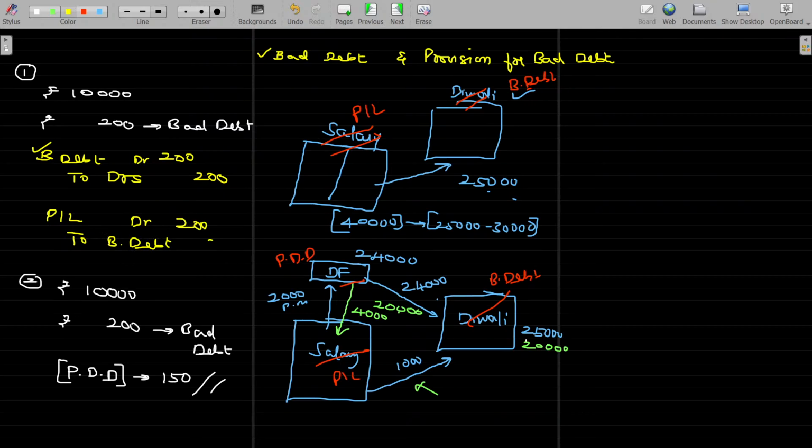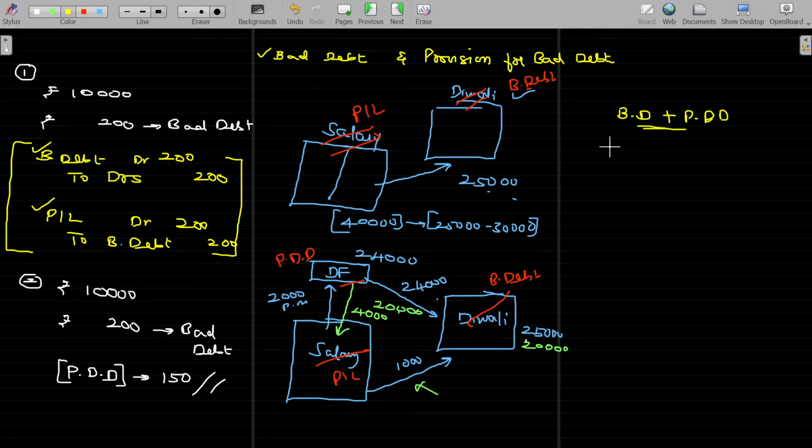So this is the set of entries you have to keep in your mind. Is that clear? This set of entries will be passed when we don't have the provision for doubtful debts. So if we have the provision for doubtful debts, the pattern is different. For the second one, bad debt with the provision for doubtful debts, how do I handle this?